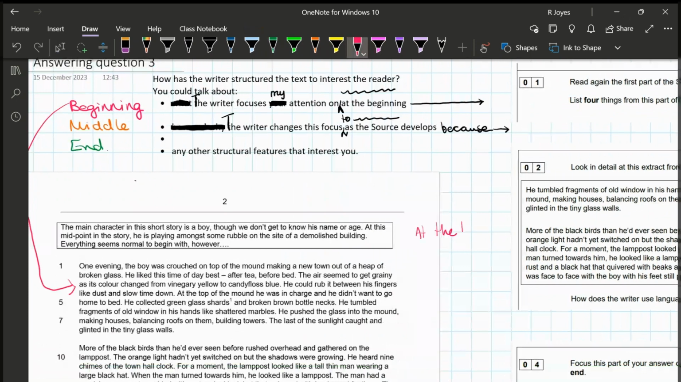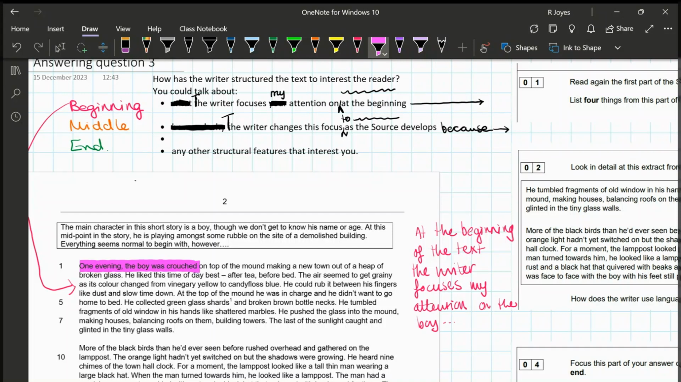at the beginning of the text, the writer focuses my attention, look at me using those words from bullet point 1, attention on the boy. And then I can pick the first line as my quotation. And then I can go on to explain that in more detail.